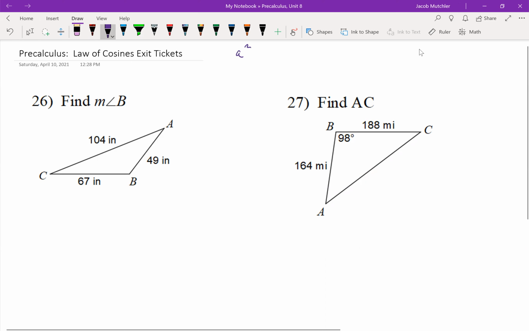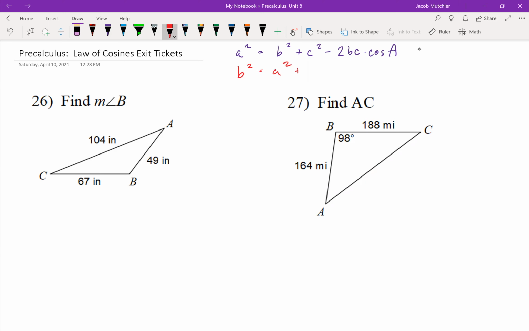One version's a squared equals b squared plus c squared minus 2, and then I've got to use those two variables on the same right side, so b times c times the cosine of the angle that matches the variable on the other side. So that's one version of it. The second version starts b squared equals a squared plus c squared minus 2ac cosine of b. And then our third version is going to start c squared equals b squared plus a squared.